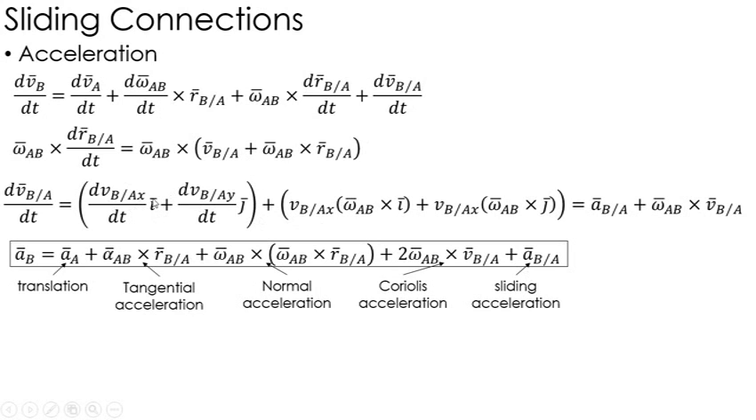Keep in mind this is the exact same equation I had previously, except for these last two terms, the Coriolis acceleration and the sliding acceleration. These only occur because B can move relative to A. It's not a fixed distance away like it would be with a pin connection. With a sliding connection, these vectors actually equal something. But the first three terms, translation, tangential acceleration, normal acceleration, are the same as they were before. We're just adding the Coriolis acceleration and the sliding acceleration when I have sliding connections, as I do here.